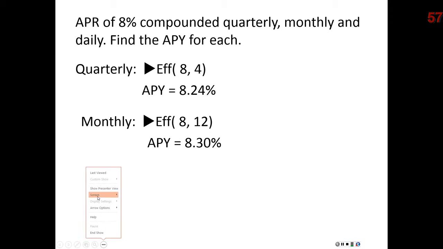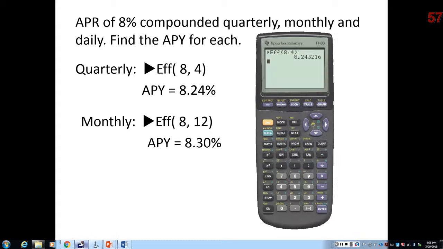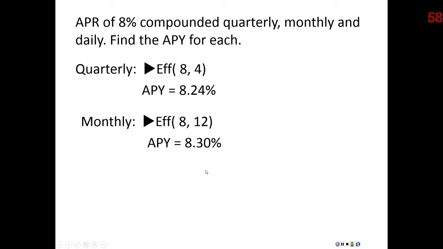Notice how we do this. The way you have it is this way. Go second in finance, or if you have the other calculator, apps and then finance, go down to EFF. Then put in your number 8. Comma, compounded monthly, so it's 12, and then press enter. And you get 8.29999, which will round off to 8.30.